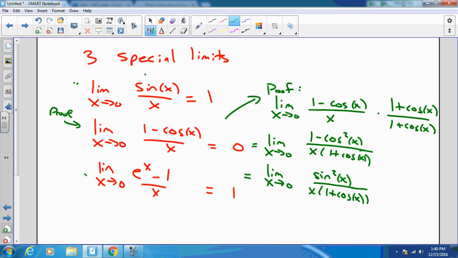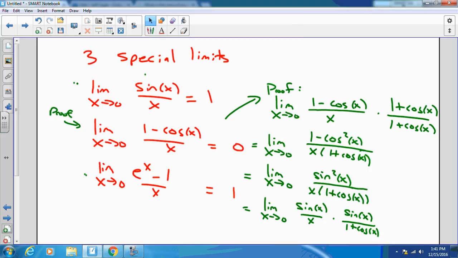So now we observe this limit right here, and we see things that remind us of our special limit right here. And so we handle that by peeling off the necessary factors, sine x in the top and x in the bottom, and we let the other factors do what they're going to do. Sine x in the top and 1 plus cosine x in the bottom. This limit goes to 1.